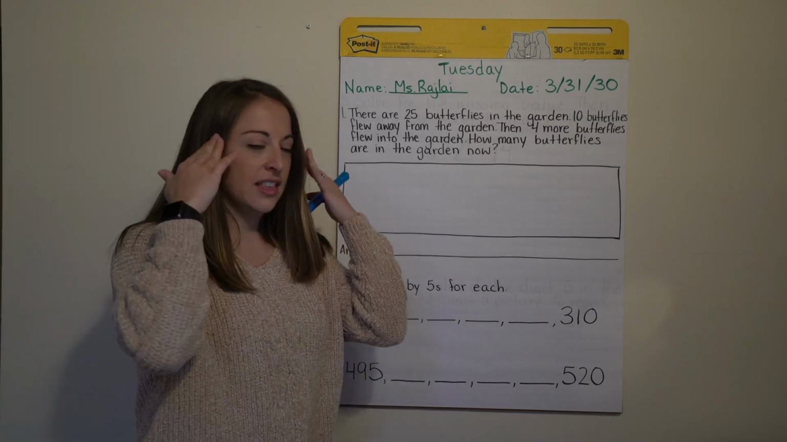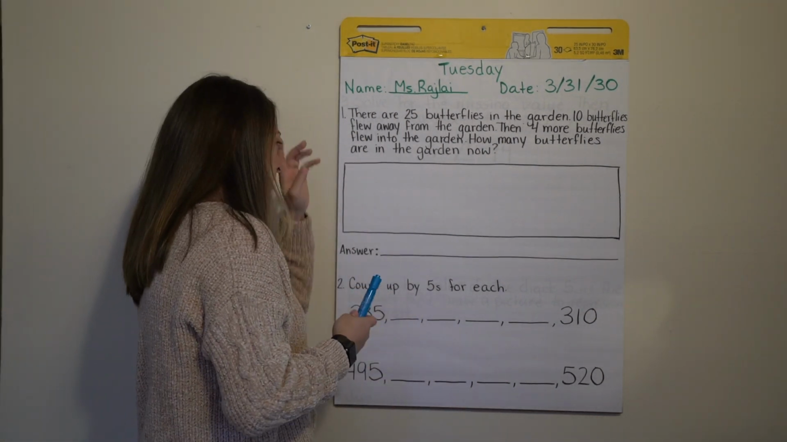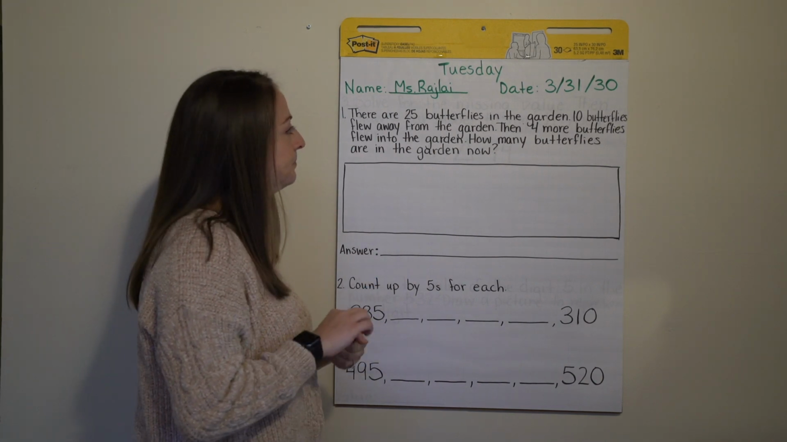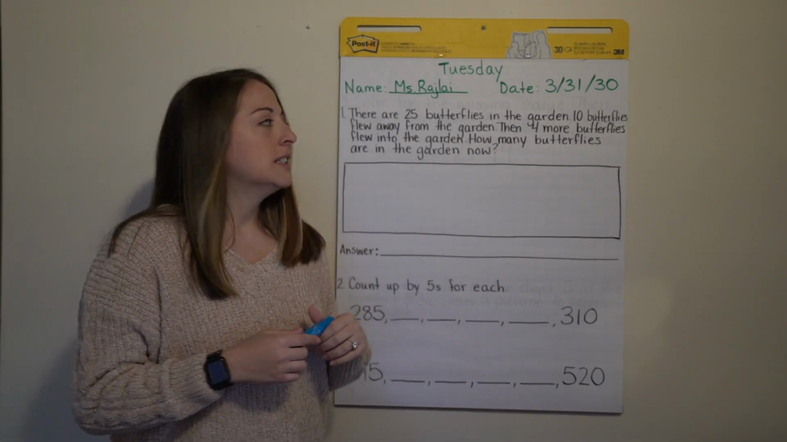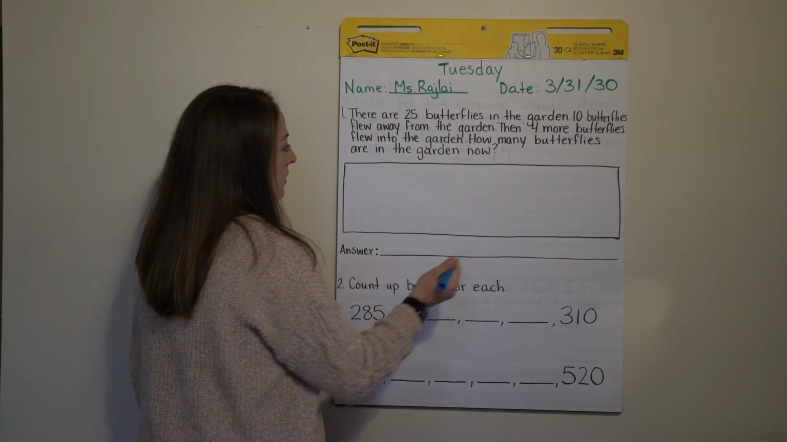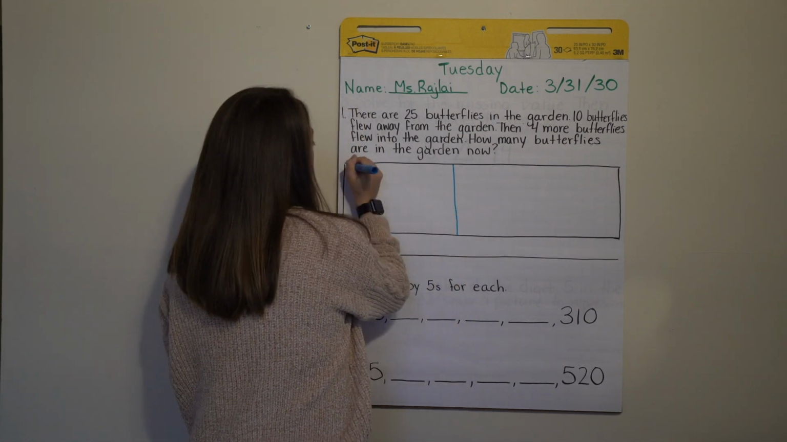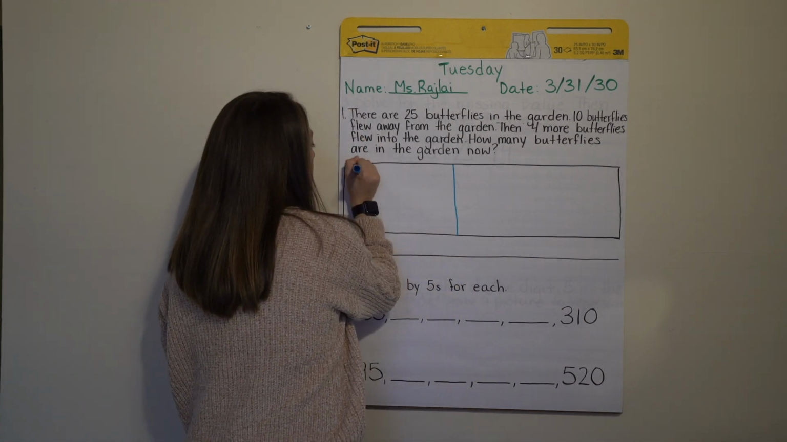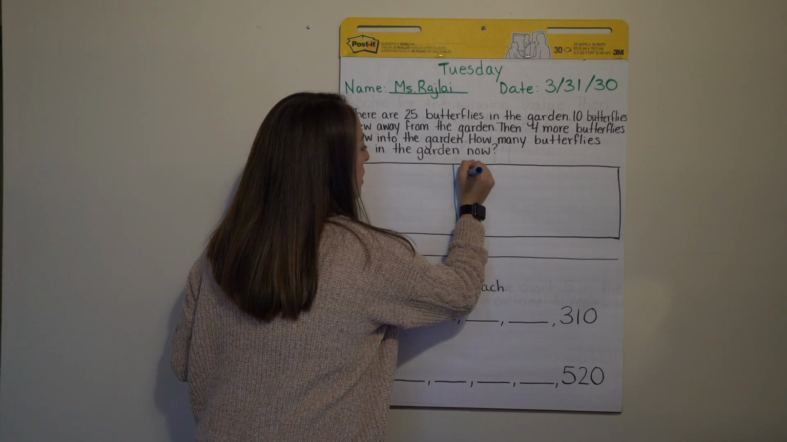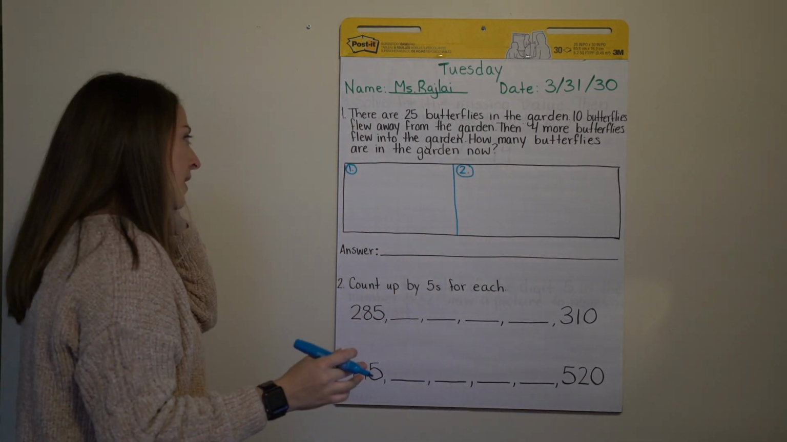Let's take a moment to think about what kind of word problem this is and how we're going to organize our work. So this is a type of problem that has 2 steps. So I'm going to draw a line in the middle here, and I'm going to write 1 over here and 2 over here. So there's 2 different things happening.